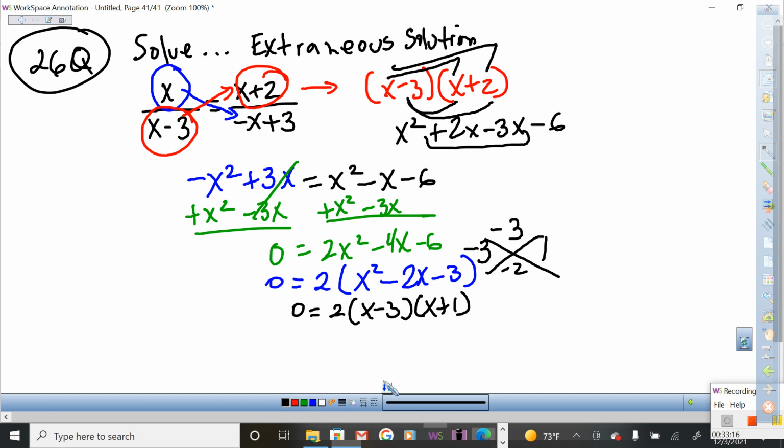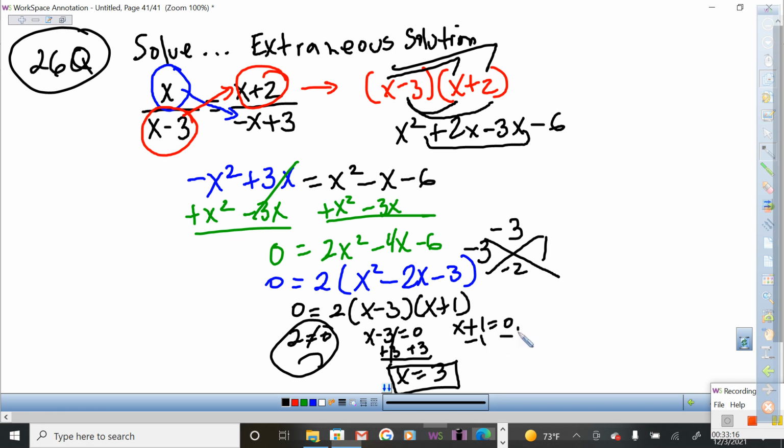Alright? So now that we have this, we set them equal to 0 and solve. So 2 equal to 0, that's not true, so that eliminates. So we got x minus 3 equal to 0. Let's solve it. Plus 3 plus 3, x equals 3. And then this one, x plus 1 equal to 0, minus 1 minus 1, x equals negative 1. Alright, so we're done solving.